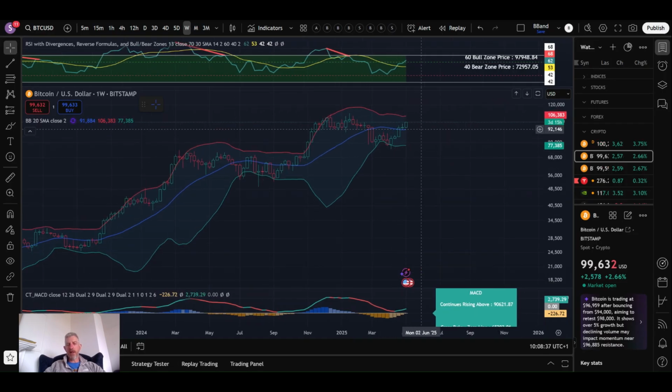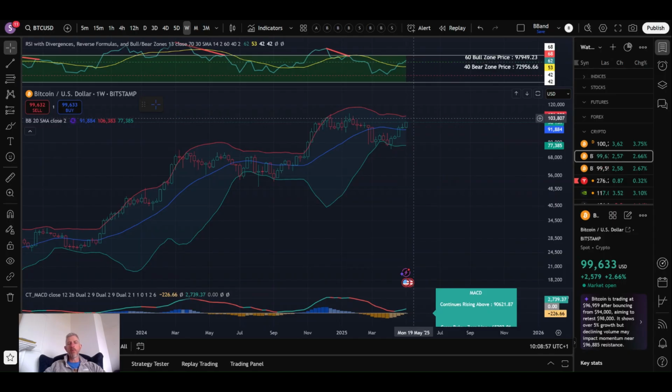Now, as you can see, we're in the third week now of Bitcoin having weekly candles above the midpoint of the Bollinger Band. And what that does to me personally is it brings to within sight a move on a weekly time frame up to about 106, basically the top of where the Bollinger Band is at the moment.